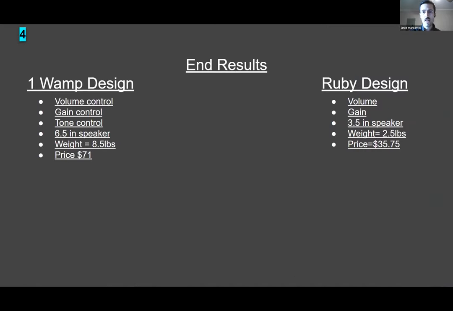The end result was that we came up with two different designs for the guitar amplifier. The one amp design has a volume control, a gain control, and a tone control. The speaker size was about 6.5 inches, it weighed about 8.5 pounds, and the price came out to $71. Then the Ruby design was our second design, which only had volume and gain control, no tone control. The speaker was much smaller and the weight was much smaller. And the price came in at about $36.